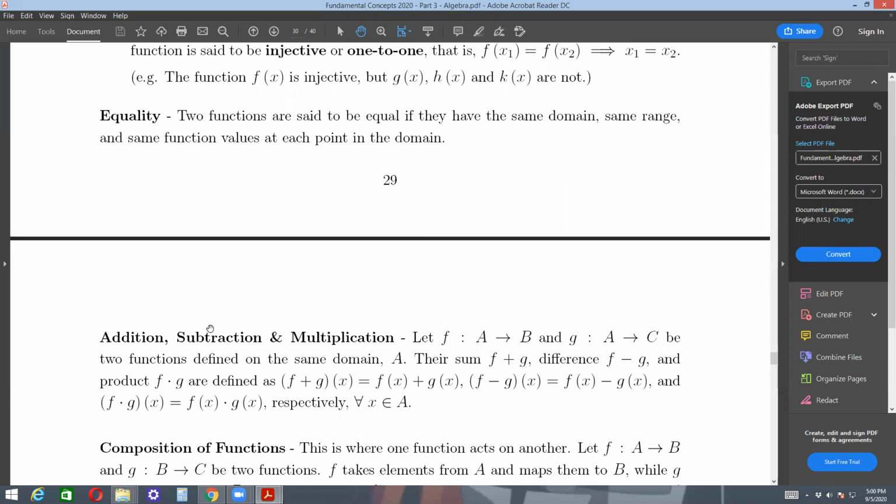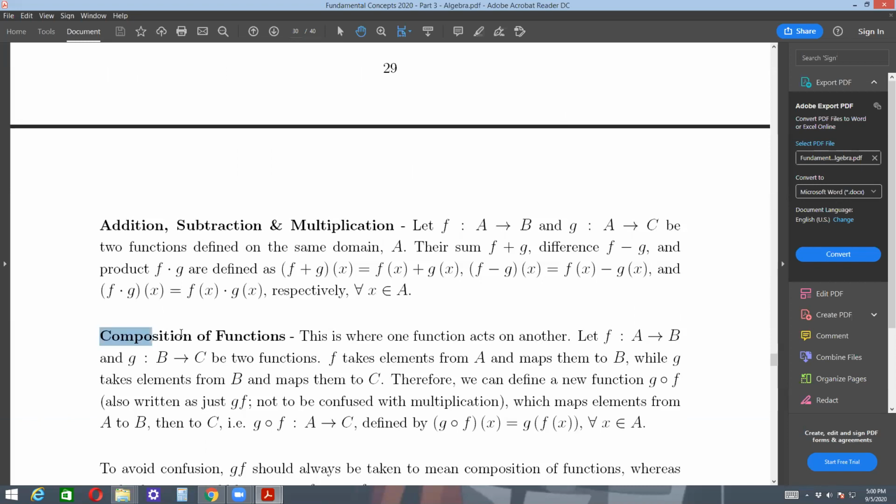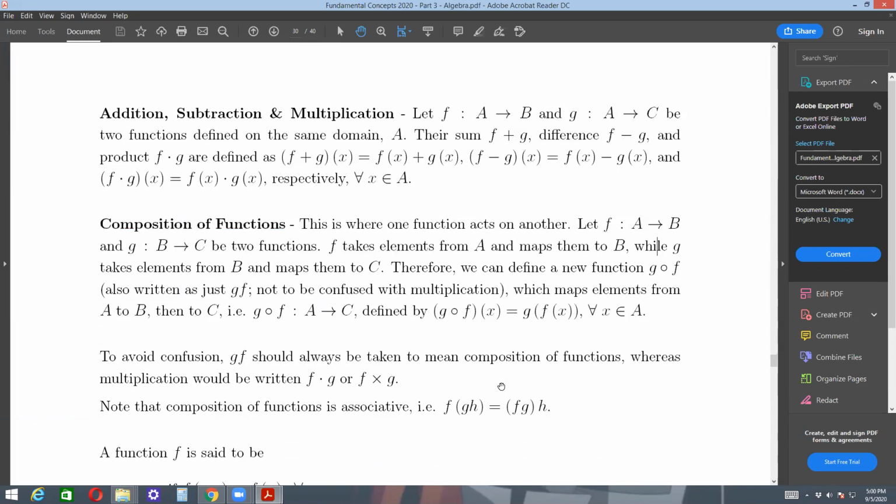All right, equality, addition, subtraction, and multiplication, those things are straightforward. Composition of functions, be careful with this. Right, so composition basically is where your f maps elements from A to B, and then another function maps the element from B to another set C. Normally, when you represent composition, it would be written like this rather than using a symbol. And sometimes we would even forget about the bracket. We wouldn't bother to write the bracket. So sometimes you might just see things like this, GF or FG.